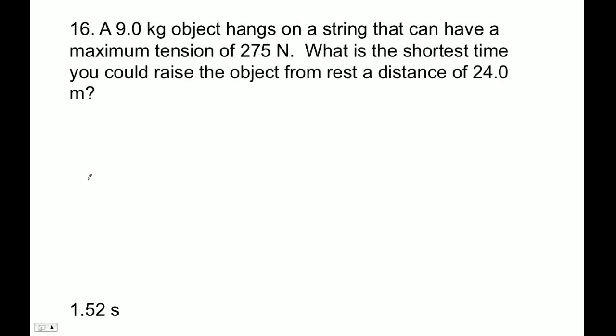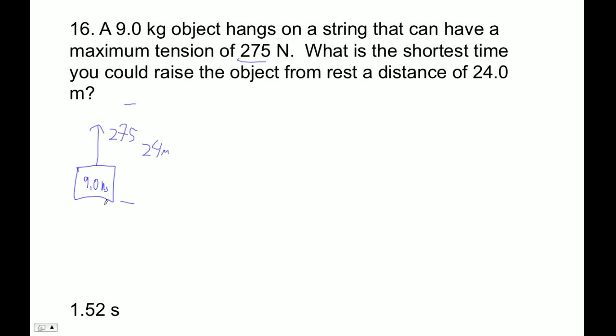Okay, so some objects hanging on a string, right? Here we've got the 9 kilogram object. They're all labeled that way, right? Hanging on a string, and the maximum tension is 275 newtons. So let's make it 275 so we get there in the shortest time, right? And we want to accelerate this thing up from rest a distance of 24 meters.